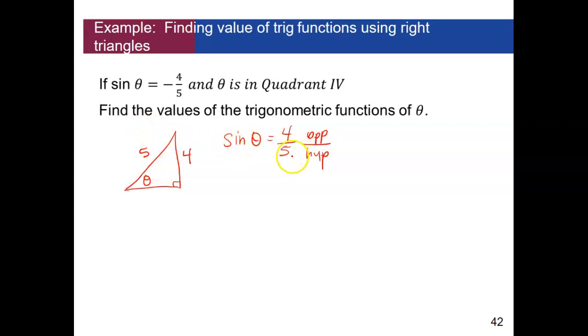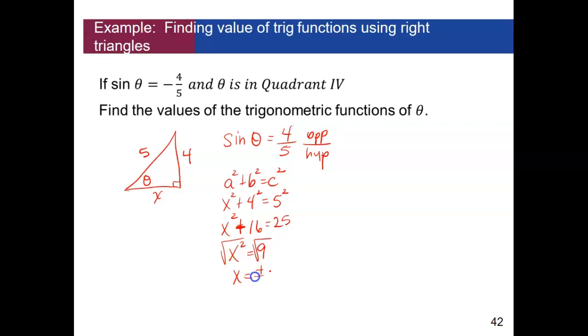So what I can do now is I can do the Pythagorean theorem on this right triangle. So if this is my x, I'm going to have a squared plus b squared equals c squared. So x squared plus 4 squared equals 5 squared. So this is going to be 16 and 25. So x squared is going to be 9. Take the square root, and x is going to be plus or minus 3. Okay, so we know that the side of a triangle is not going to be negative, so this side is going to be 3.